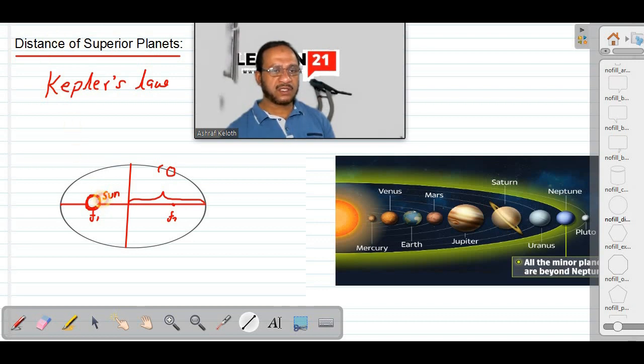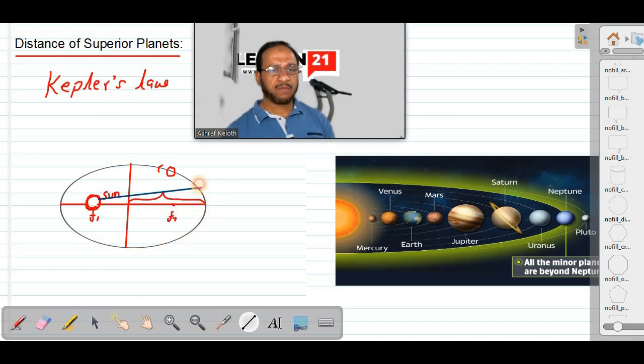Now you can see this is the line. This line joining the planet to the Sun sweeps out equal area in equal intervals of time. Can you observe this? At some point Earth will be very close to the Sun. At some point Earth will be far away from the Sun.